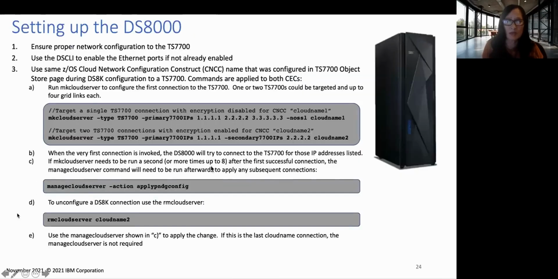I'm not going to spend a lot of time on DS8000 setup. I just provided this here more for information. There's some white papers out there that talk about this. But basically, when you're on the DS8000, again, you have to configure to the 7700 by providing the IP addresses for that 7700. And then with multi-cloud, there's some additional steps that you need to do to configure the next cloud configuration, and then all the way up to the 8.